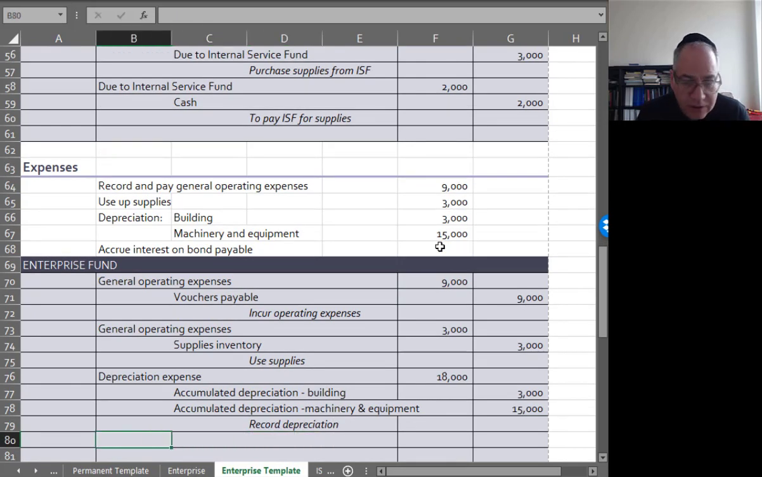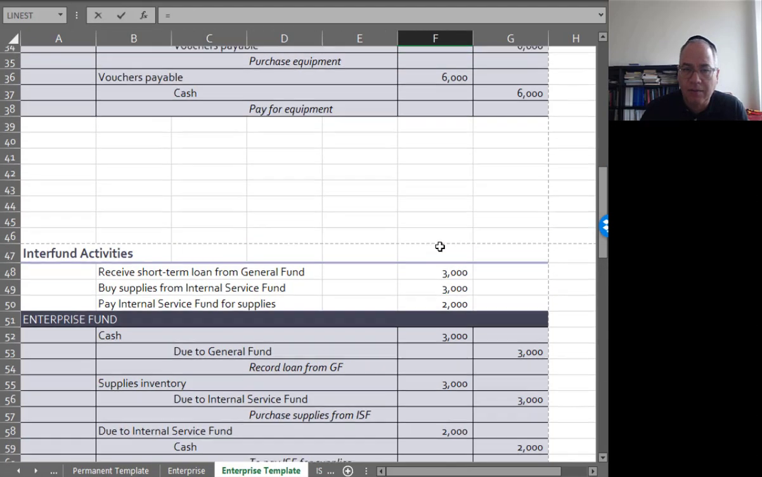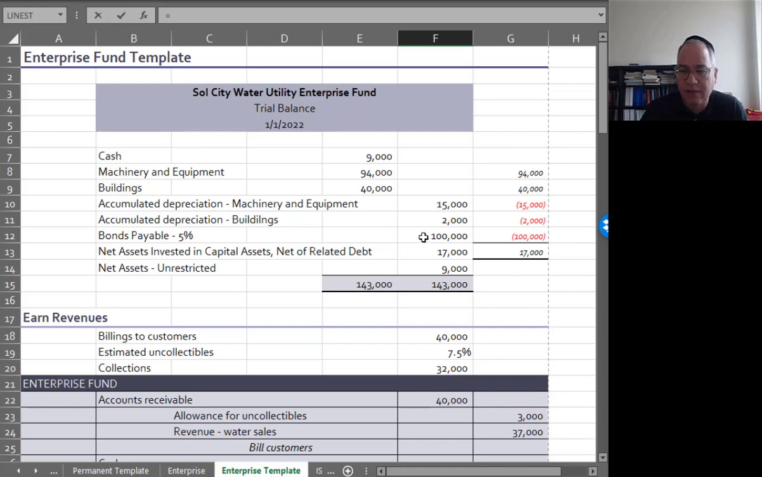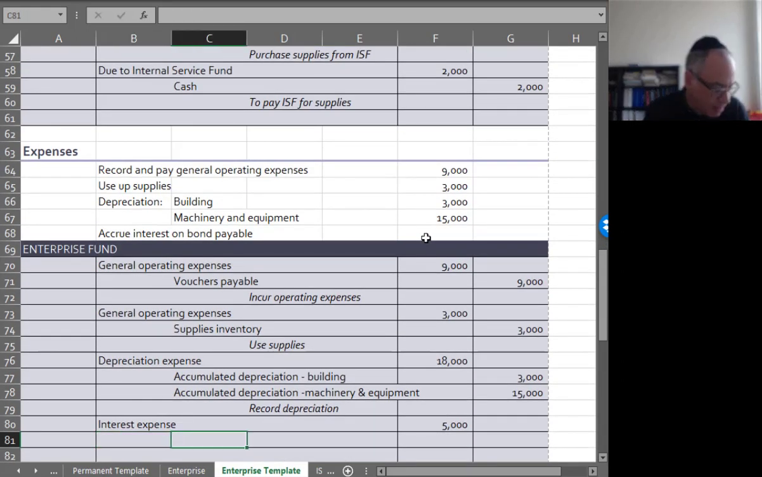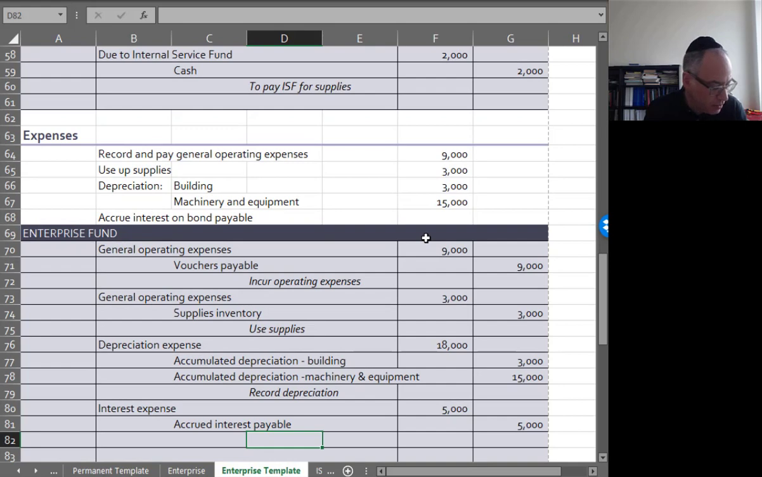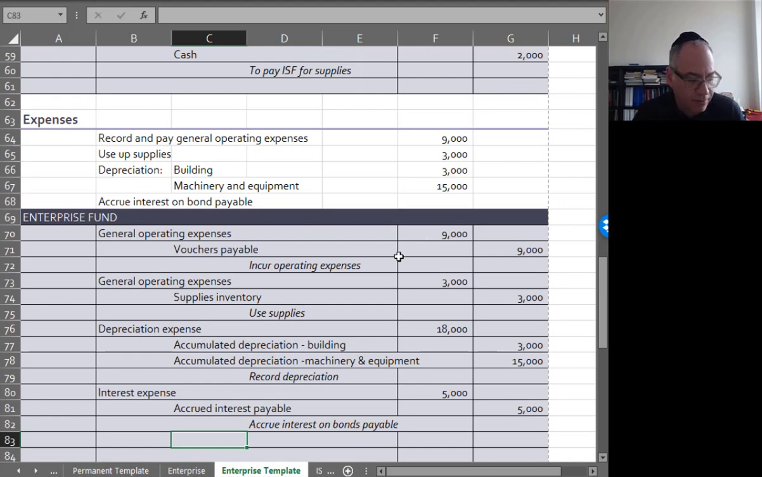And then we have interest. So debit interest expense. How much is the interest? Let's see, it's 5% on 100,000. So that'd be $5,000. Credit accrued interest payable. Just following standard accounting that we all know and love. And credit accrued interest on bonds payable for $5,000.